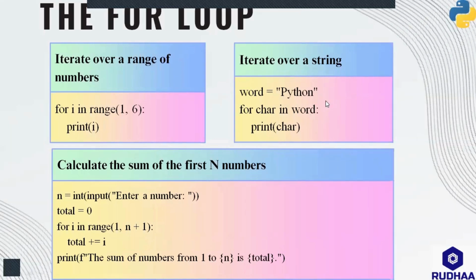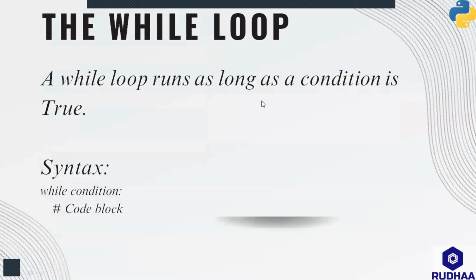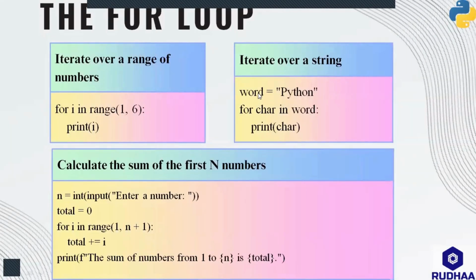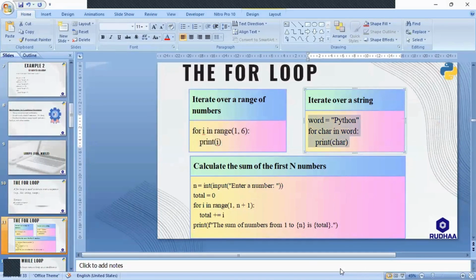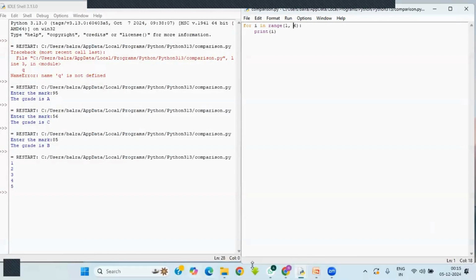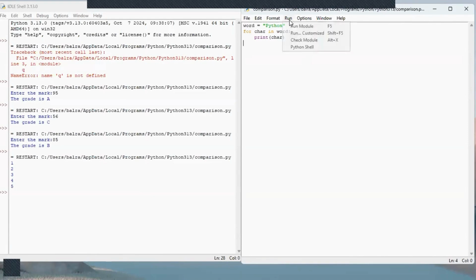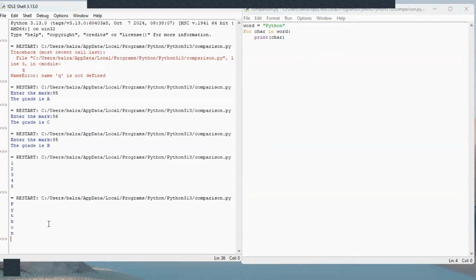And next is iterate over a string. So here we have seen iteration over a number, here iteration over a string. So we can see how a for loop gets iterated over a string. So you can see here Python. So word is given as an input. For each character in word, print character. So it will print the character one by one. As a result, we have got this one, Python. For each and every iteration, each and every character is executed and printed.